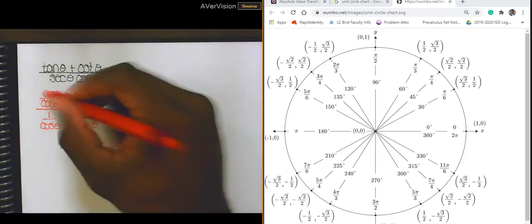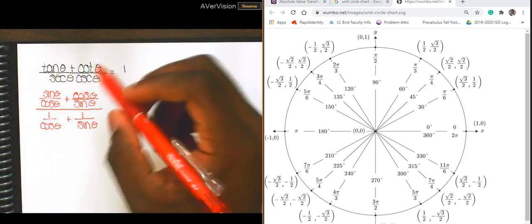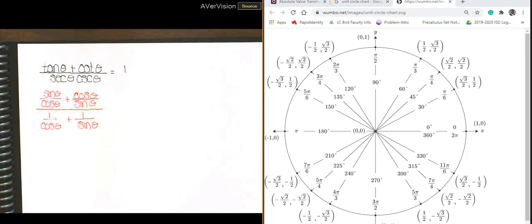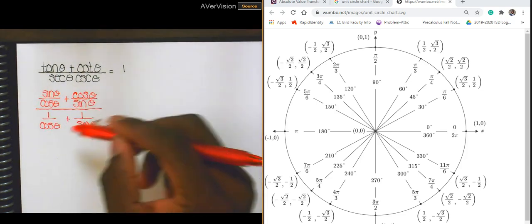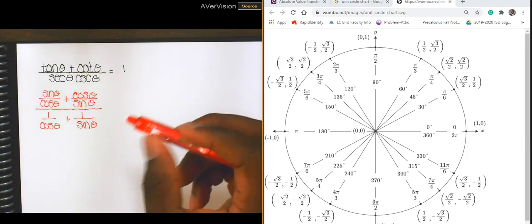Do you mean like cancel these out? We can only cancel if we're multiplying. We can't. In order to add fractions, what do we have to have? Yeah, we have to have common denominators.